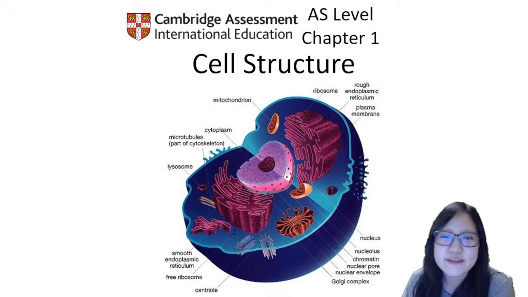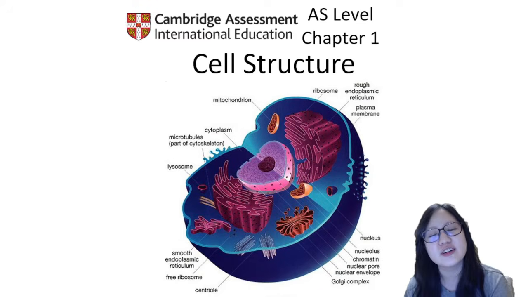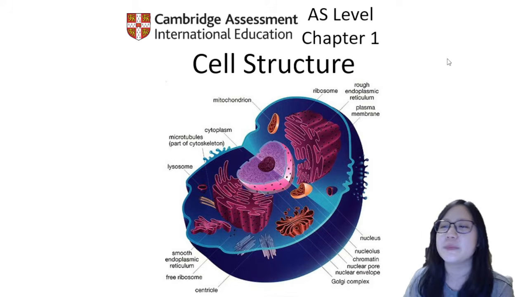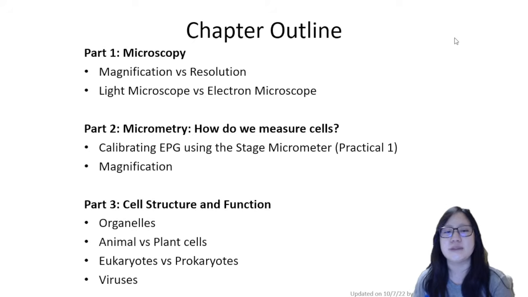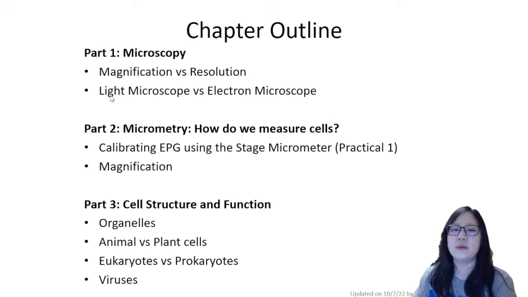Everyone, and welcome to Chapter 1 Cell Structure. This is part 1 of this chapter, and just to give you an overview, there are 3 parts. Number 1 is microscopy, which is all about microscopes. Number 2 is more about calculation, specifically magnification, and basically how we are using microscopes to measure cells.